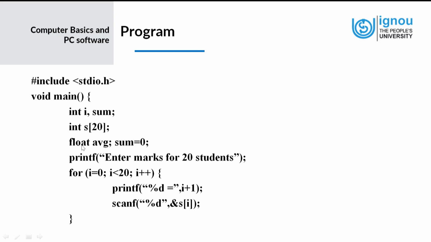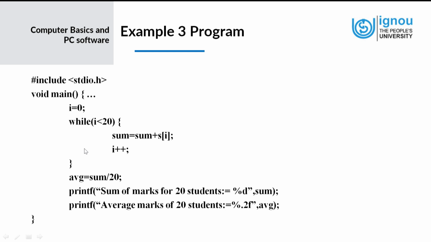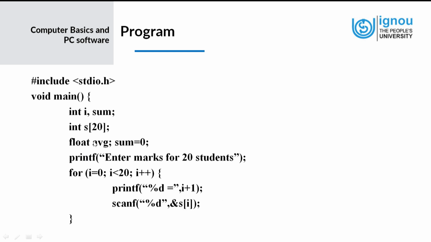Then comes the float. Float is basically the real number, as I told you last time. So average is a float because average is going to be a value which is not necessarily an integer value. It may have some decimals also, and the sum may be an integer, but still you can count the average as float, no problem on that.